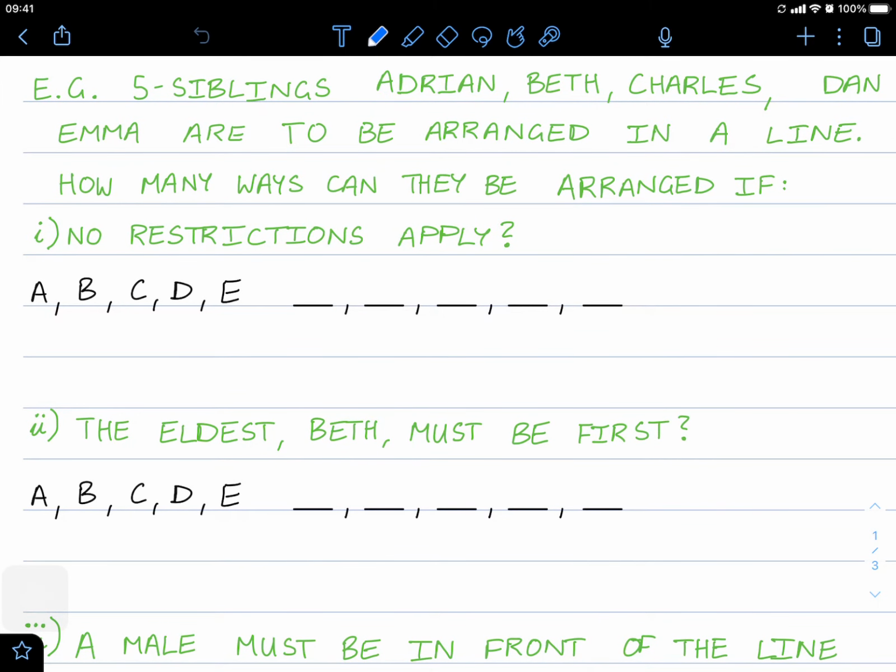Well, if there's no restrictions that can be applied, how many different people can stand in the front? Well, I know one person can do it, but how many different ways can we put one of these 5 people into the front of the line? Well, there are 5 different ways. If one of them, let's pretend Adrian, stands in front, how many different more ways are left to stand the next person in line? Well, there are 4 different more ways. And then 3, and then 2, and then 1. We've seen this before. This is simply 5 factorial. And there we have it.